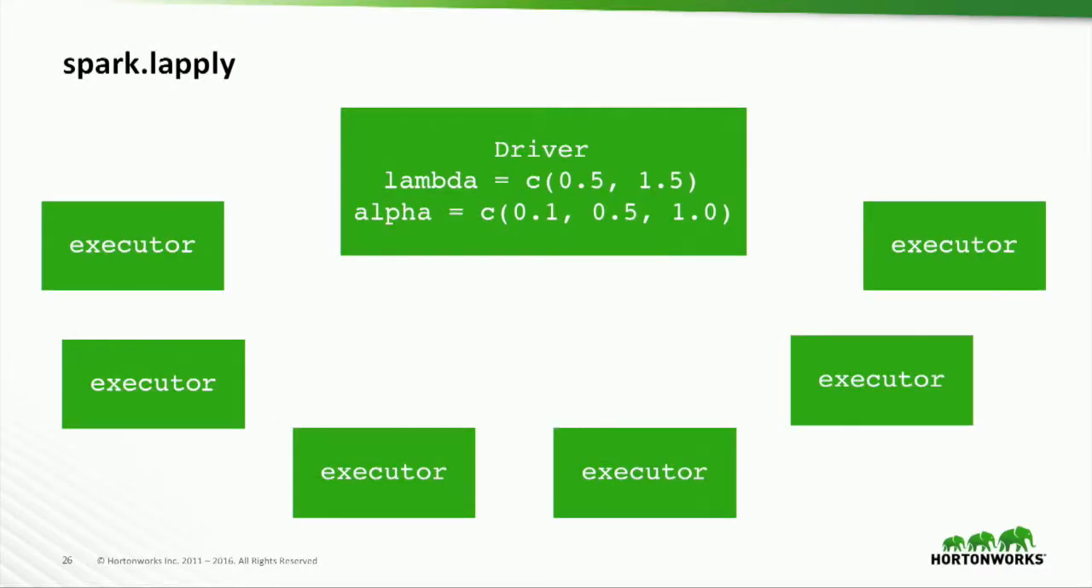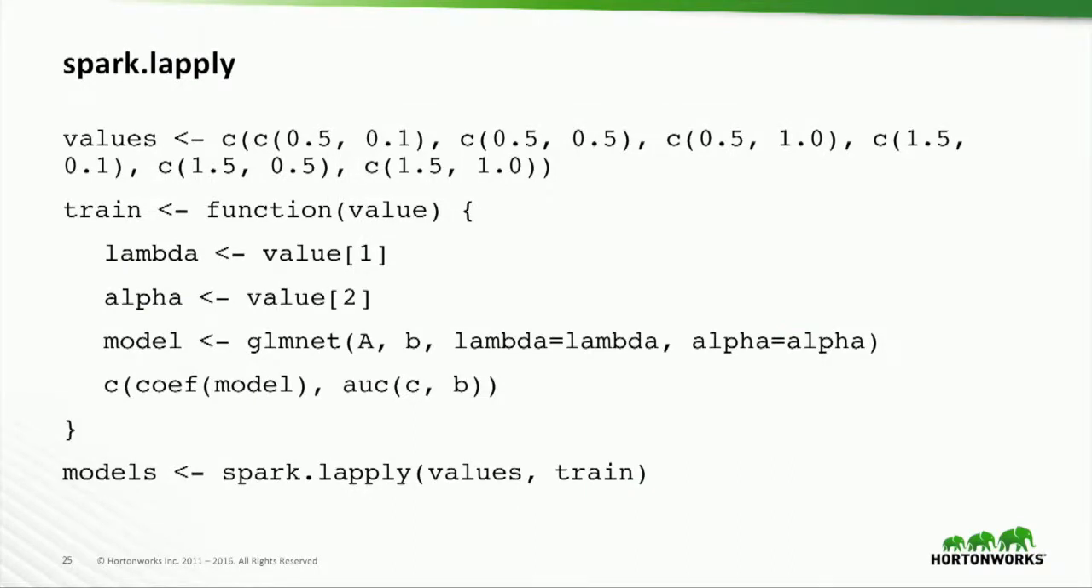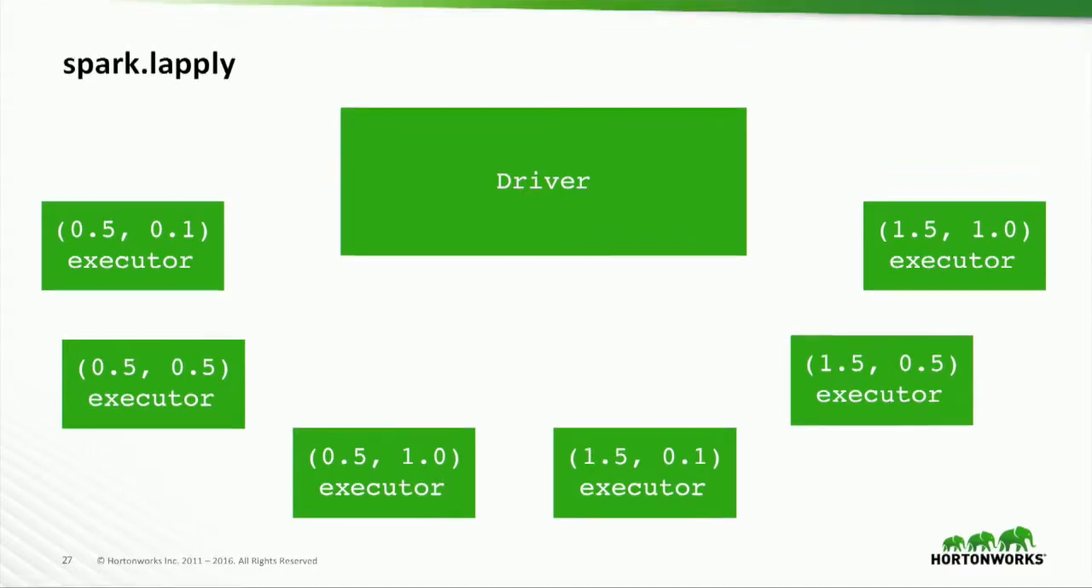You can see the picture illustrates what happens. Suppose we have 6 executors and 1 driver, and the parameter combinations are 6. So each executor will train 1 model according to its specific parameter combination. And then we will collect the results back to the driver. What is returned to the driver is the coefficients of the model and the AUC of the model. So we can run them in parallel.